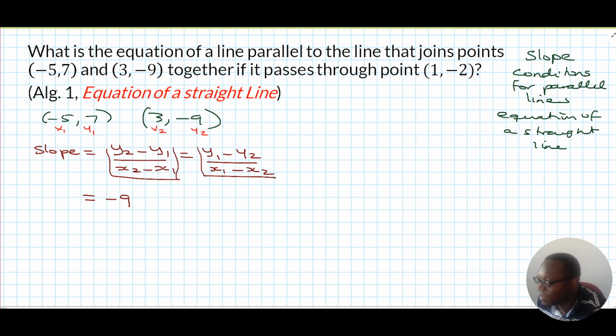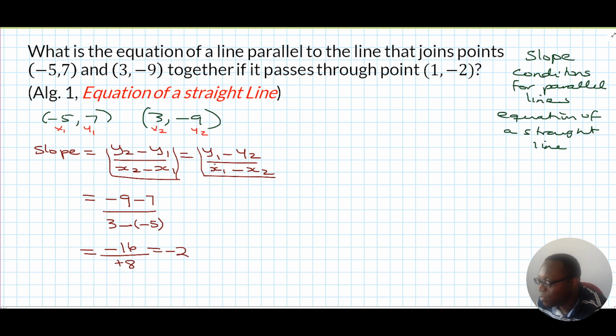This is also valid, and I can show that to you at a different time. So y2 minus y1, so -9 minus 7, divided by x2, 3 minus -5. So this is going to give you -16. -9 minus 7 is -16. And then 3 minus -5 is +8. So this is going to give you -2.